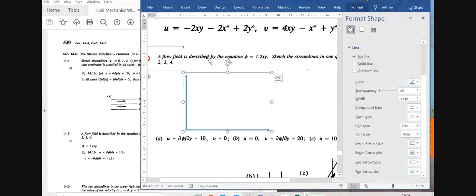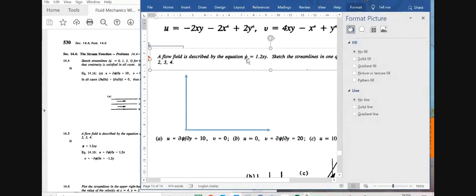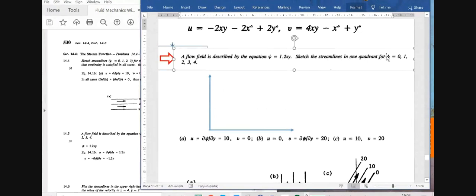So what you can do is, psi is equal to 1.2xy. And you are asked to sketch the streamlines in one quadrant for psi is equal to 0, psi is equal to 1, psi is equal to 2, psi is equal to 3, psi is equal to 4, like that. So how do you proceed with this problem? All of you note this problem and the third problem here.